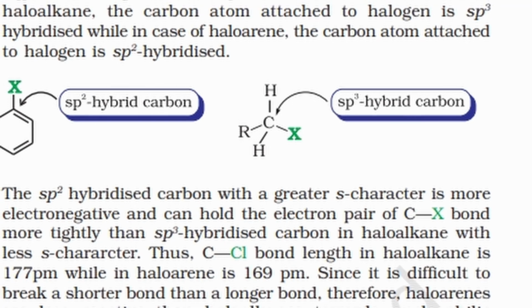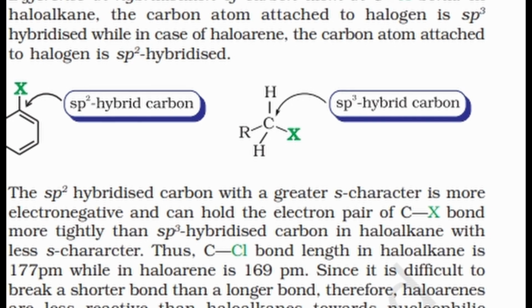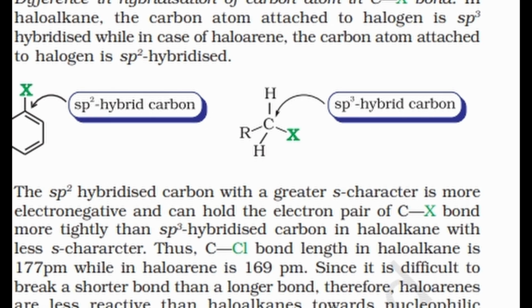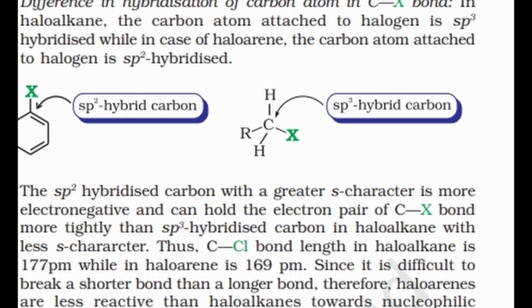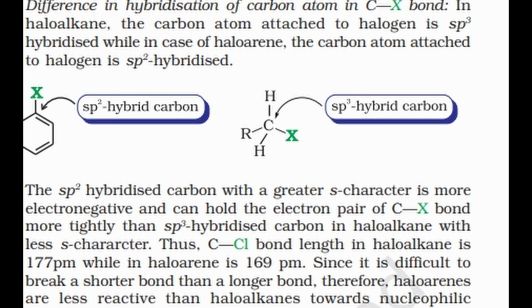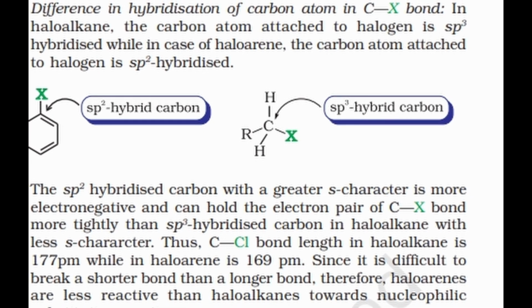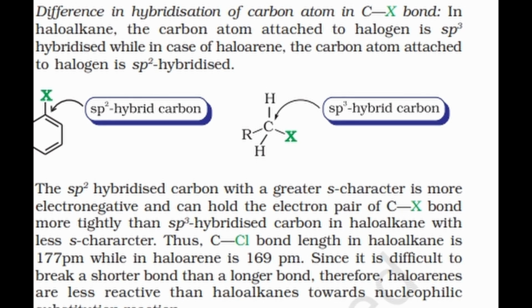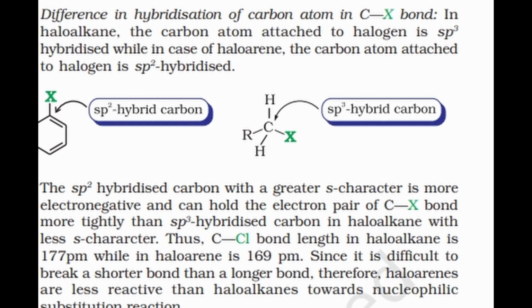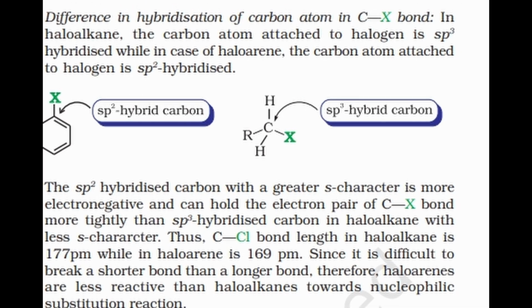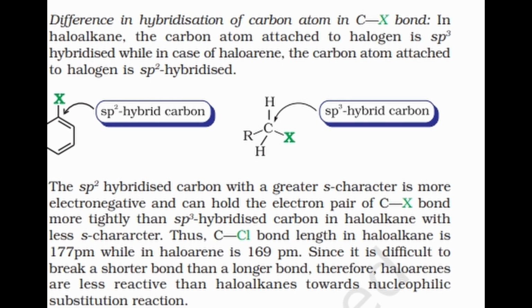Next is hybridization. In haloalkanes, the carbon bonded to halogen is sp3 hybridized, but in haloarenes it's sp2 hybridized. Now there's the key difference. sp2 carbon has more s character, which makes it more electronegative and capable of holding electrons closer to itself. This results in a shorter and stronger carbon-chlorine bond in haloarenes.